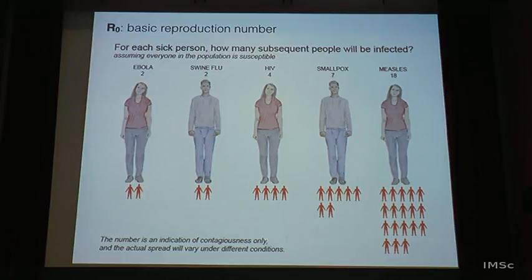So for Ebola and flu, for instance, it's around 2. So this person is going to infect 2 people on average. For HIV, it's around 4. For smallpox, around 7. And for measles, it's quite high, it's very contagious, it's around 18.